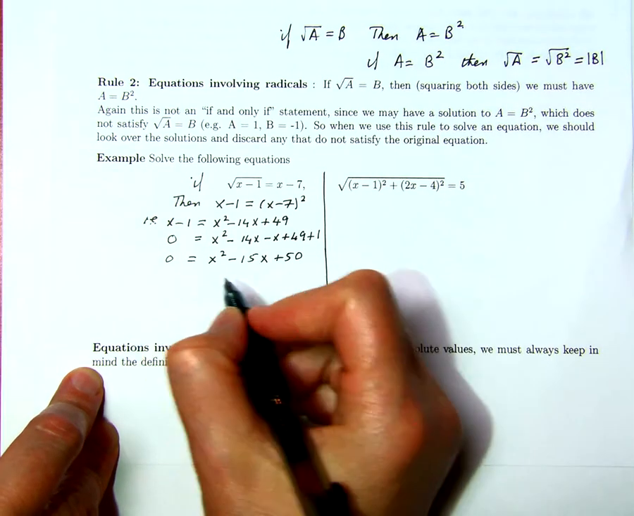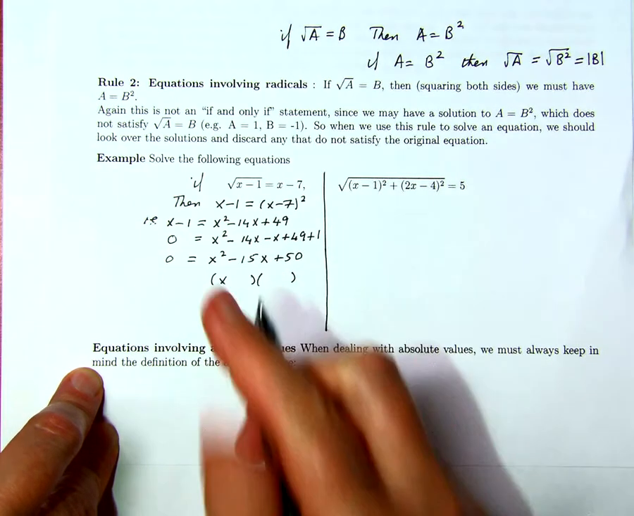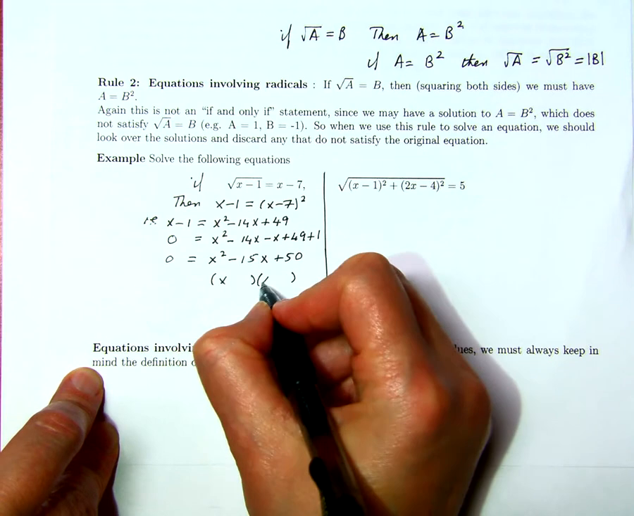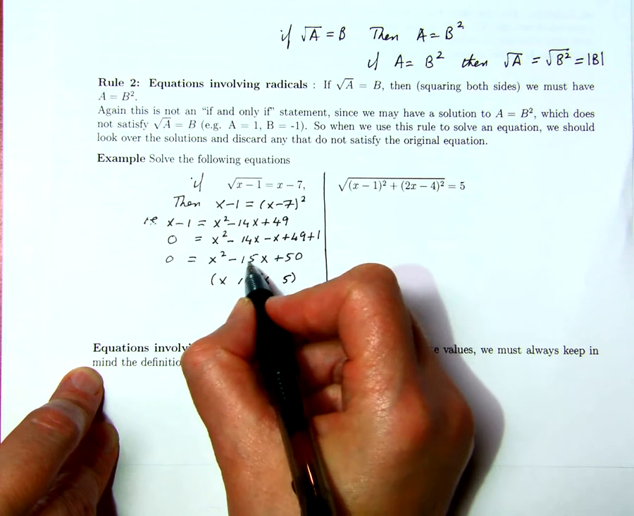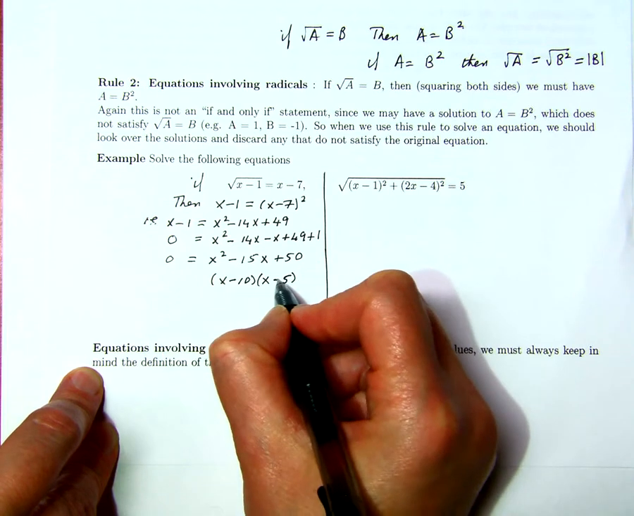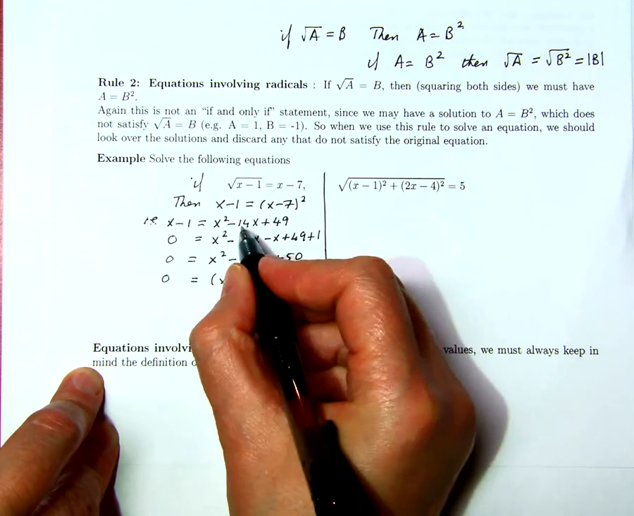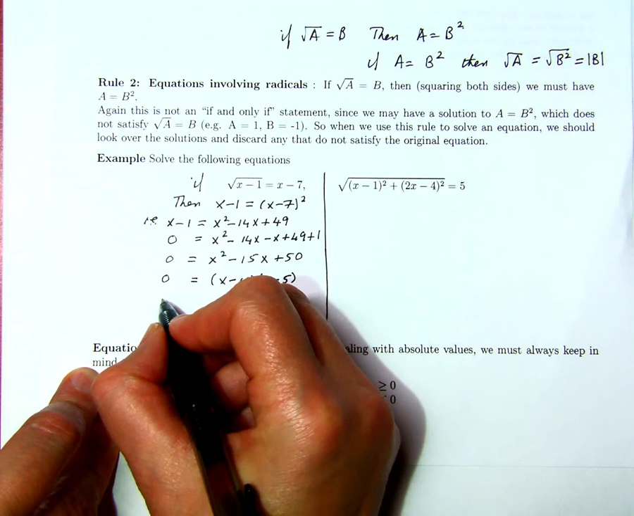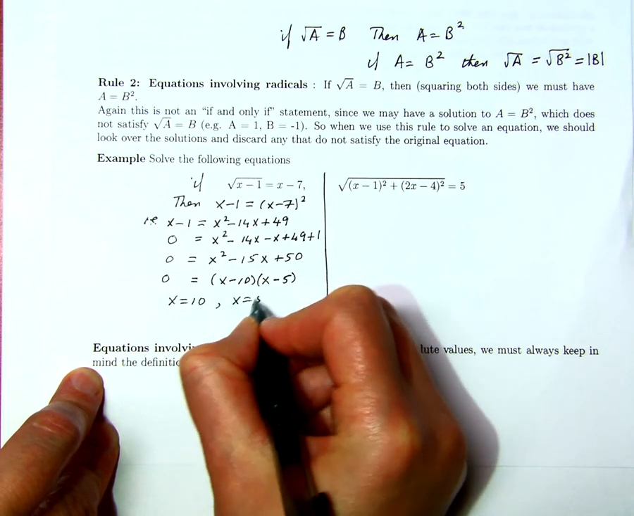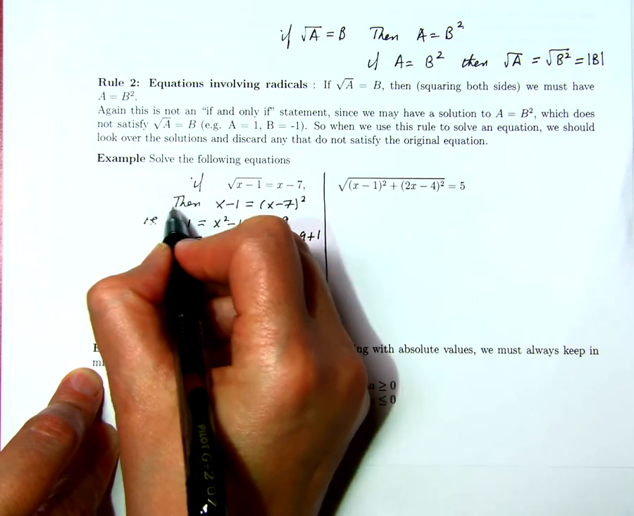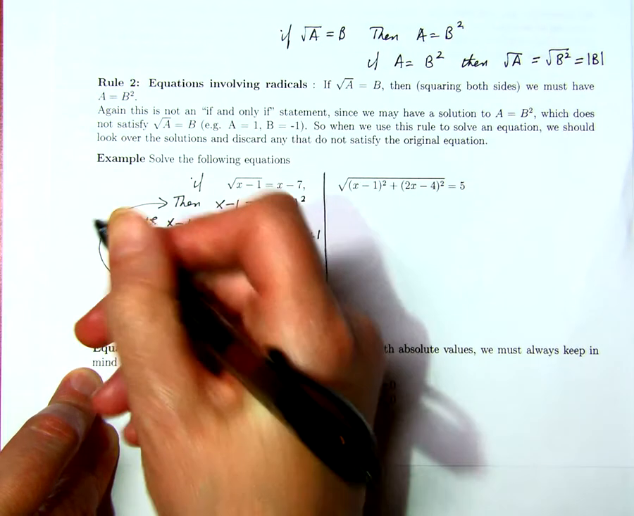Now actually you can see this is a setup. There are nice factors here, namely 10 and 5, and 10 times 5 is 50, but we need negative numbers here because we need the sum of these to be negative 15. So the solutions to this equation are x equals 10 and x equals 5. These are solutions to this particular equation.